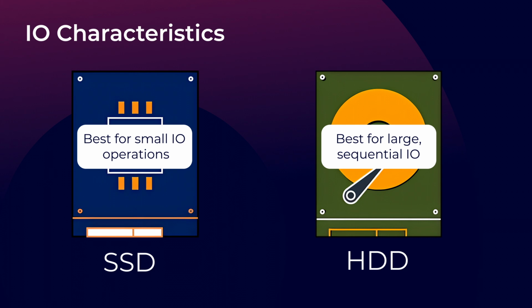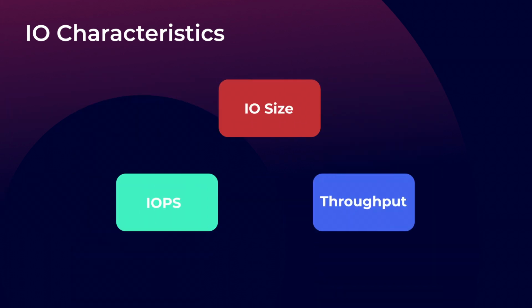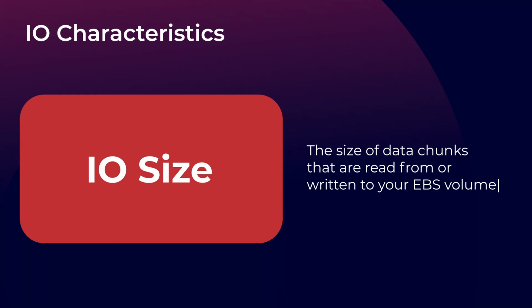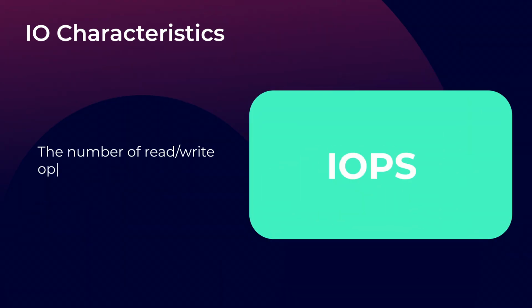In order to understand how your SSD and HDD volumes will perform in your application, you need to be aware of the different I/O characteristics that can affect your chosen volume's performance. For I/O characteristics, we have I/O size, IOPS, and throughput, and these are all interconnected, and they can influence the performance of your EBS volume. I/O size refers to the size of data chunks that are read from or written to your EBS volume. IOPS is input-output operations per second, the number of read and write operations that occur in a second.